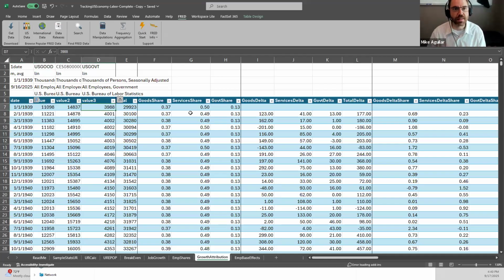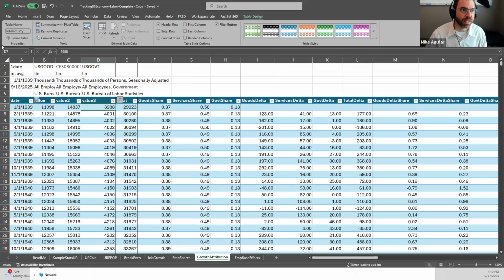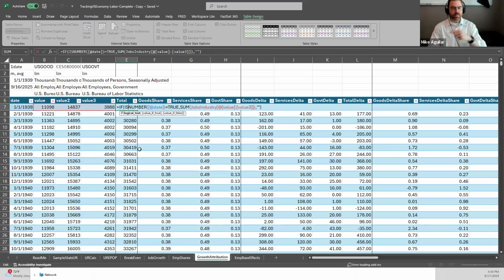Now, I created the table. How do you know it's a table? Coloring, but also Table Design. It's called jobs industry. All right, so in this column here, what I want to do is add up all of those. IF, ISNUMBER, date, etc.